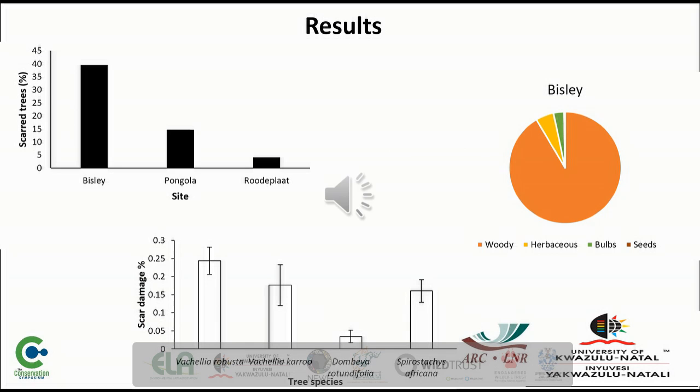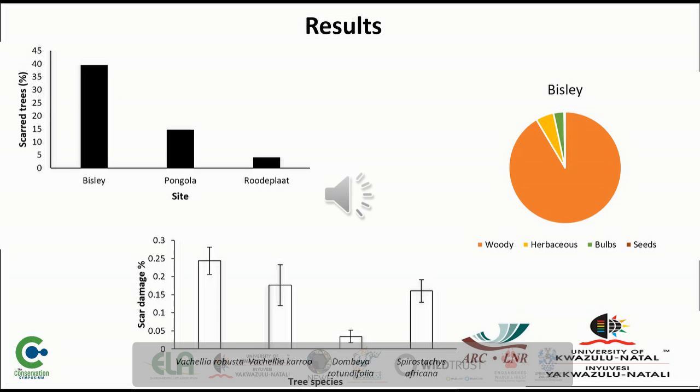The results indicated that there was a lot of scarring at Beasley compared to the 2 other study sites, and they also indicated that different tree species are targeted according to the region.